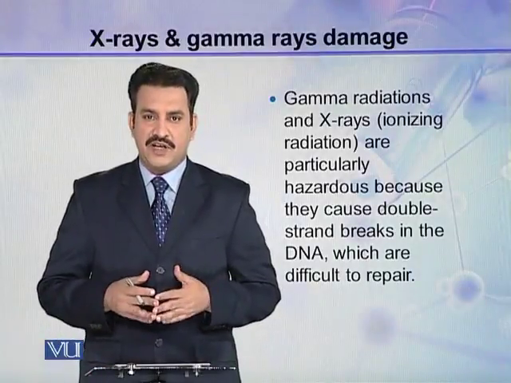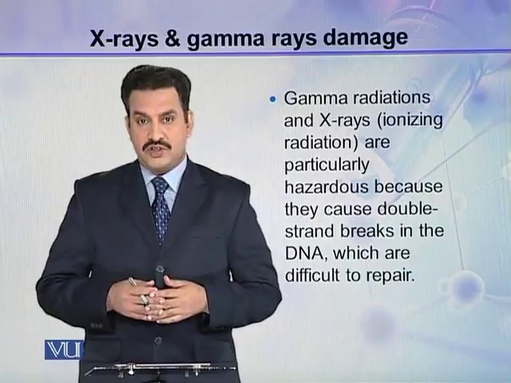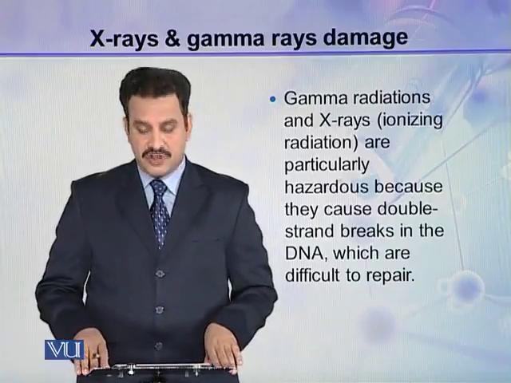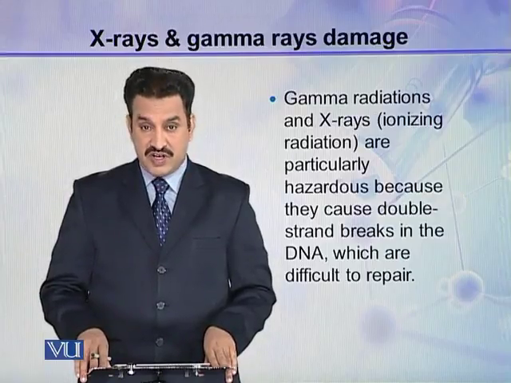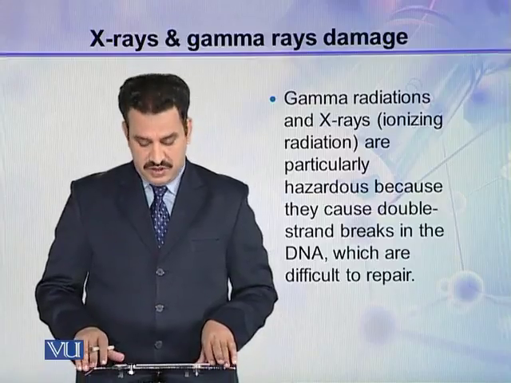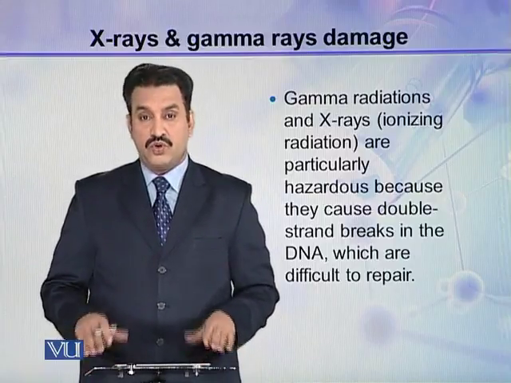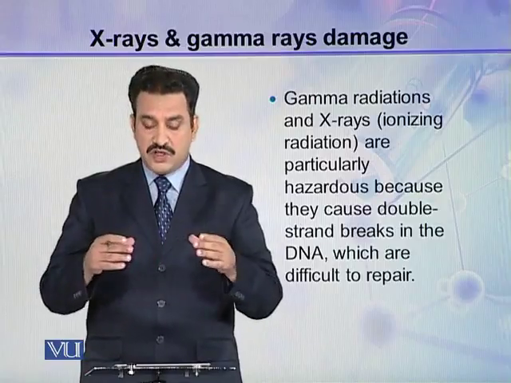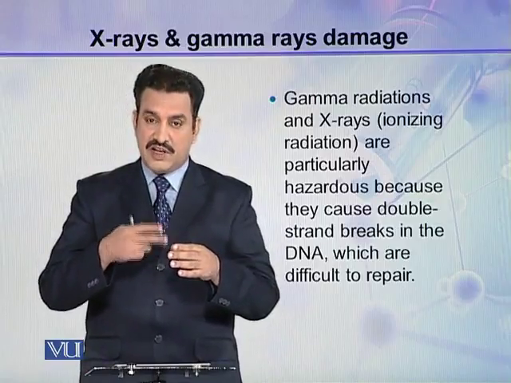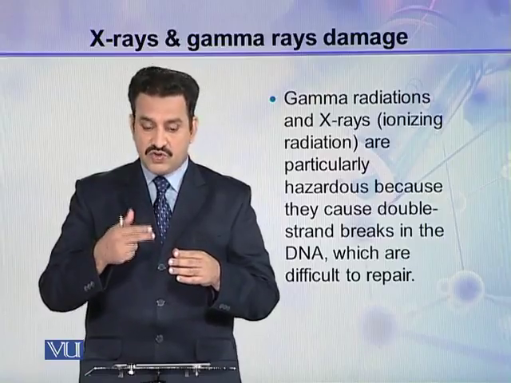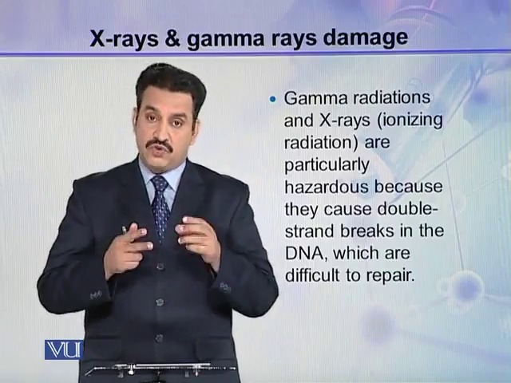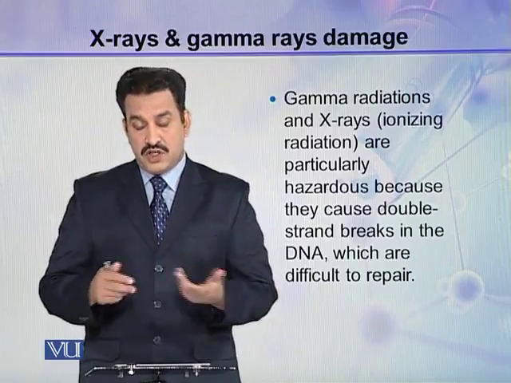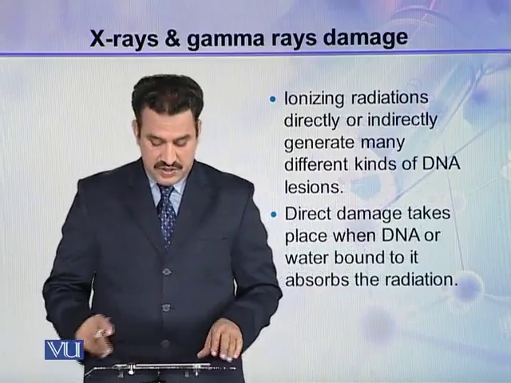Besides UV light, gamma radiations and X-rays, which are ionizing radiations, are particularly hazardous to the DNA because they cause double strand breaks in the DNA, which is difficult to repair. In a DNA molecule, two strands are helically coiled, and if one strand is broken, it is very easy to repair. But if both the strands are broken, it becomes difficult to repair it.